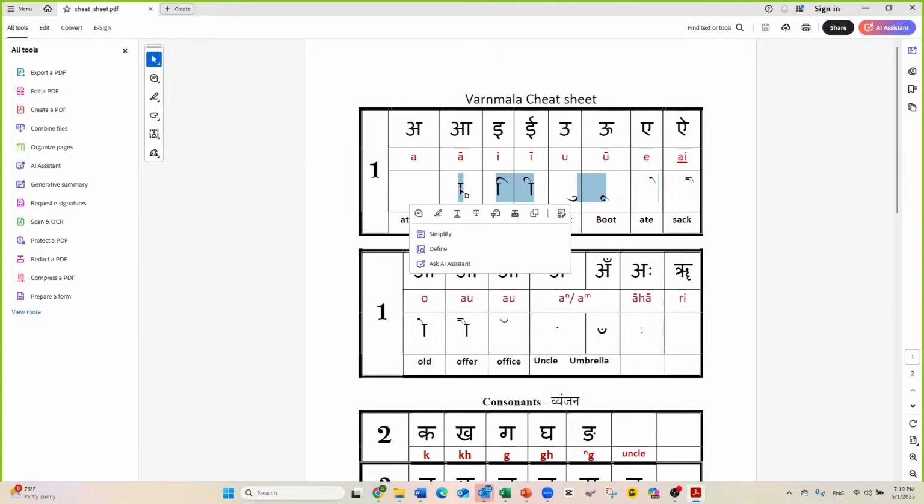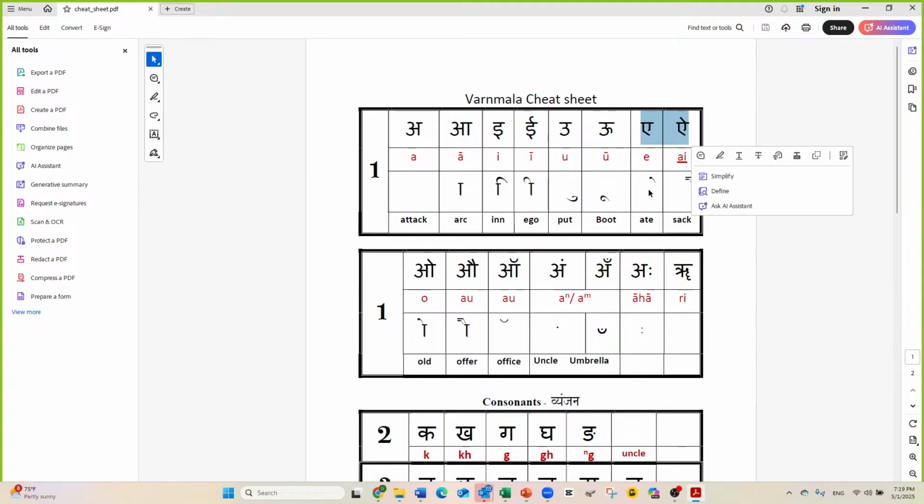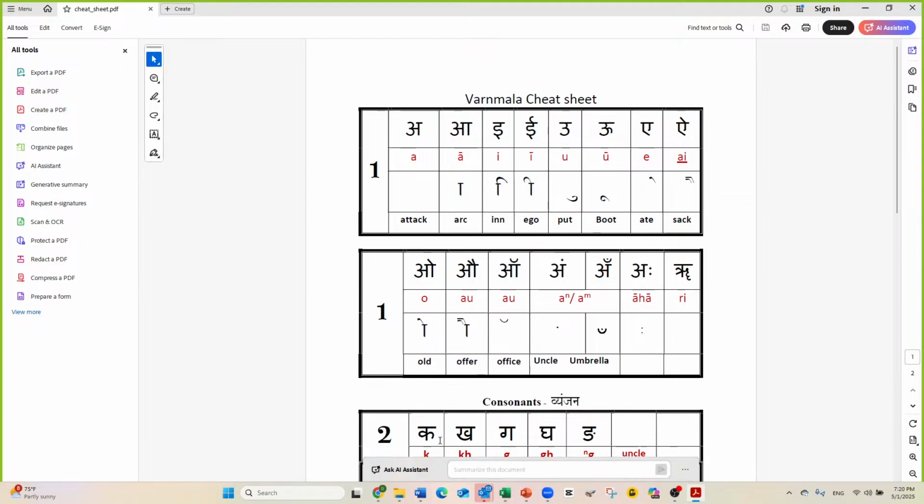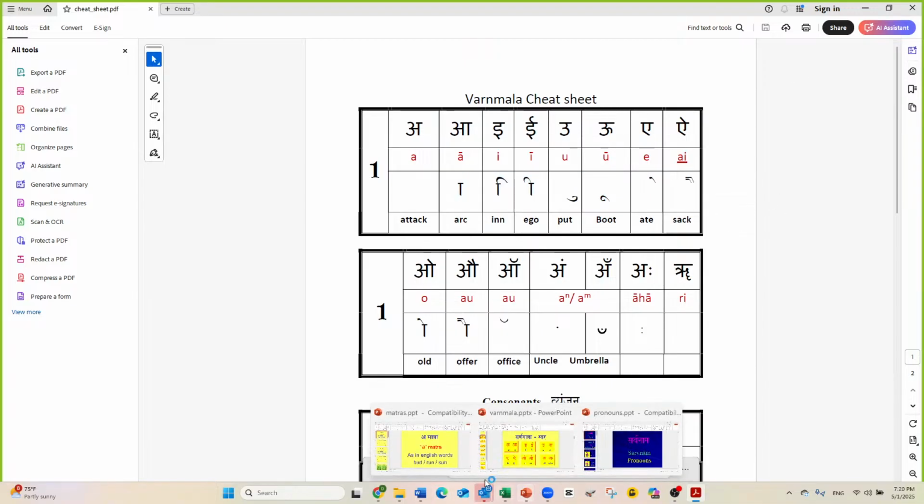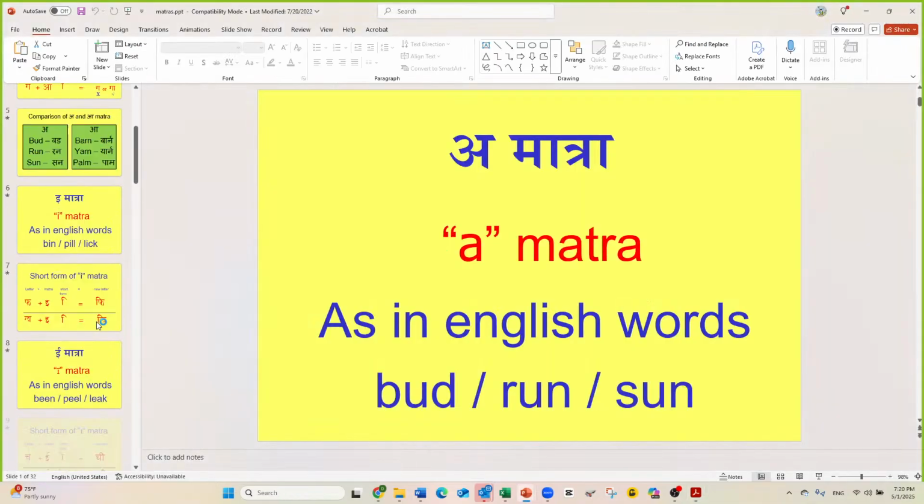For A, we just put a line. For E, we put a loop on the left hand side. E, loop on the right hand side. And O and U, we have already done these. So today we are going to learn these two new matras and the short forms for those. So again, we have two matras which go up on the line. Okay, so let's first figure out the pronunciation of these matras.